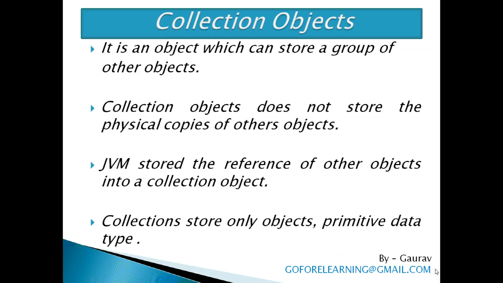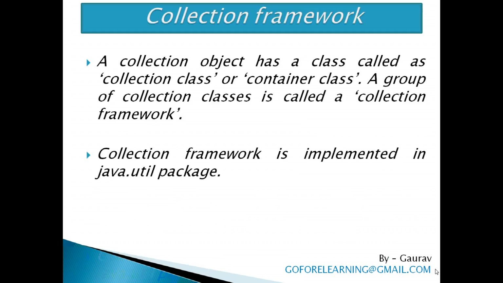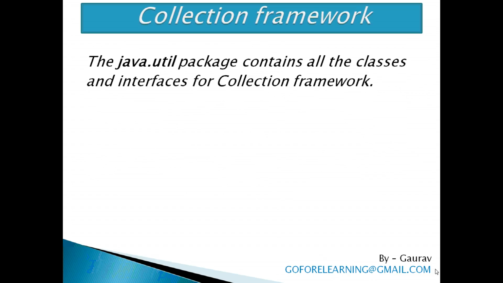Collections store only objects, not primitive data types. What is a collection framework? A collection object has a class called a collection class or container class. A group of collection classes is called a collection framework. A collection framework is a class library to handle groups of objects. The collection framework is implemented in the java.util package. This java.util package contains all the classes and interfaces for the collection framework.